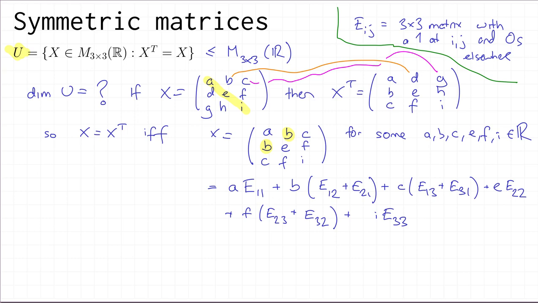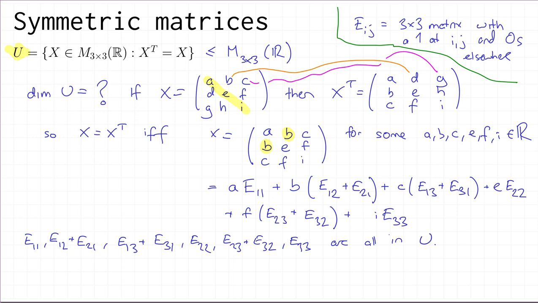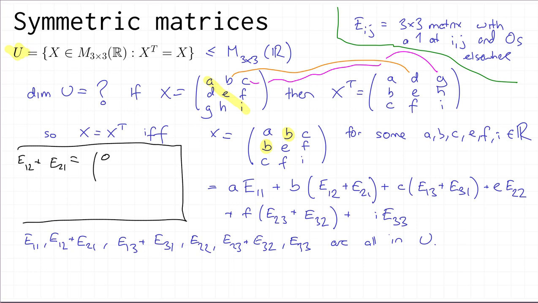Okay, and the point of writing it in this particular way is that all those matrices, so E11, E12 plus E21, and E13 plus E31, and E22, and E23 plus E32, and E33 are all in U. Those are all symmetric matrices. So let's do an example. If we look at E12 plus E21, that will be the matrix 0, 1, 0, 1, 0, 0, 0, 0, 0. That matrix is equal to its own transpose.